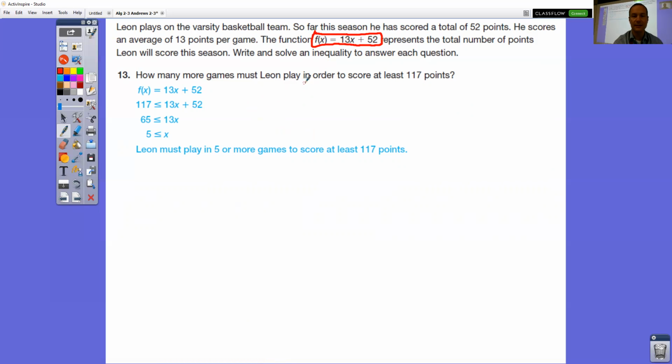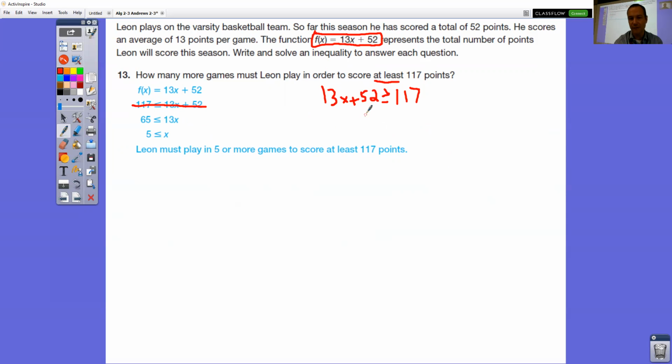How many more games must Leon play to score at least, remember, at least is greater than or equal to 117 points. Now, they sort of write their inequality statement backwards. I don't like how this is written right here, all right? I think it makes more sense to put the f of x equals on the other side, the f of x being the 117. So I would actually write this inequality statement like this: 13x plus 52 is greater than or equal to 117. Notice that they have everything written backwards, so their inequality symbol for at least is backwards. I don't like how that's written at all.